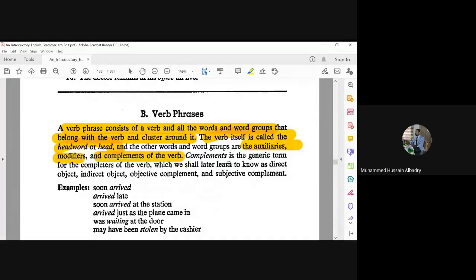You see, complement has a definition. Even the term complement is the generic term for the completers of the verb. It means completion. We always used to say complement. Completers of the verb means they complete the verb. Here it can be direct object, indirect object, object complement, subject complement. We always say a sentence consists of subject, verb, complement. Complement is what? Completers of the verb, which can be object, direct object, indirect object, object complement, subject complement. These are called complements.